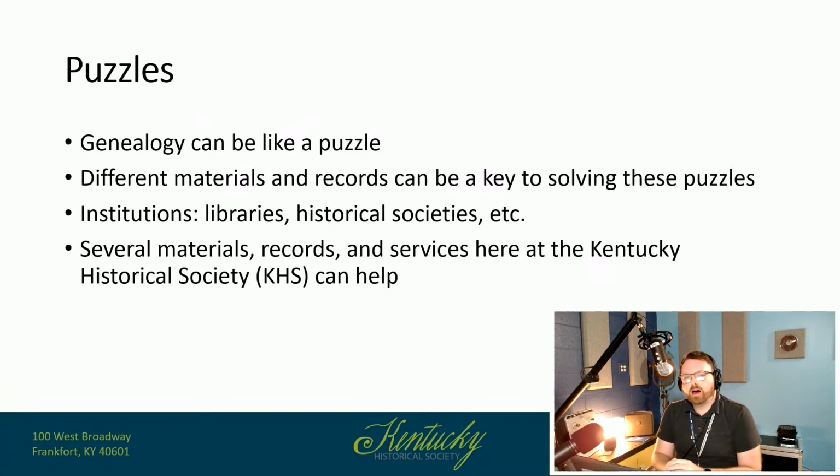So like I previously mentioned, genealogy can be like a puzzle. There are different materials and records that can be a key to solving these puzzles, which I will be discussing. Institutions such as libraries, historical societies, and other places can have these materials and help provide a key to unlock these mysteries and puzzles. And several materials and records and services that are here at the Kentucky Historical Society can be of help. So for example, a lot more of what I will be showing in this will be examples from what we have here at KHS. So I'll go ahead and throw that out there if I haven't already.